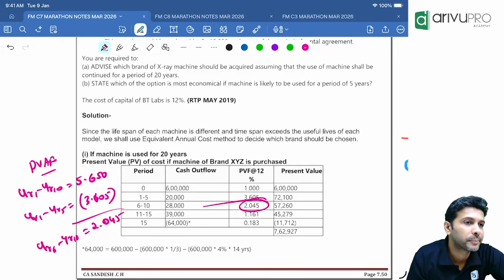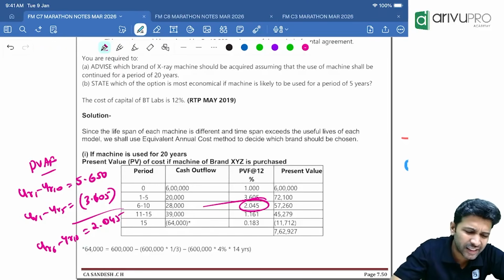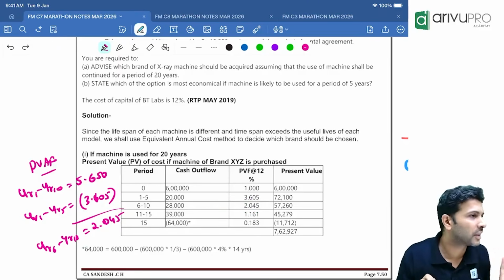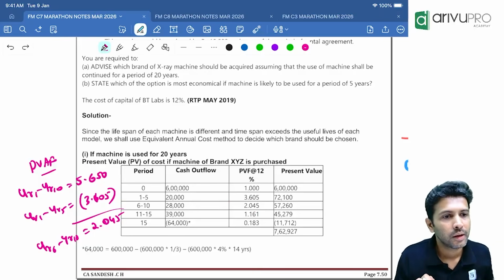2.045. That's the number. This is one approach. A little lengthy. Can I just show you how to get this directly in the calculator without doing all this plus minus drama? Everyone okay? Take your calculator.